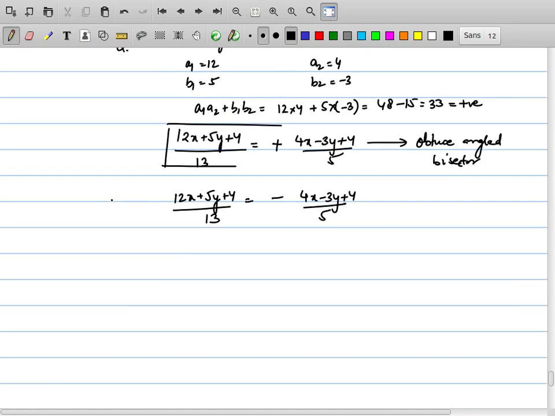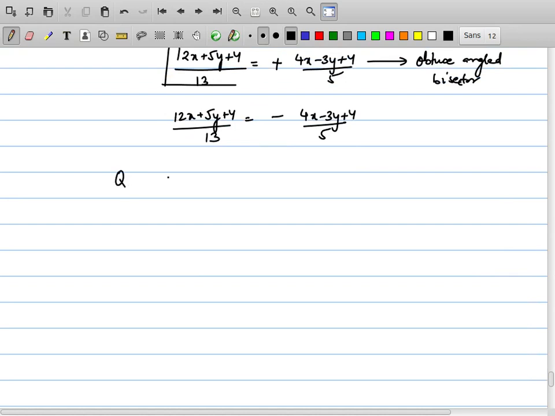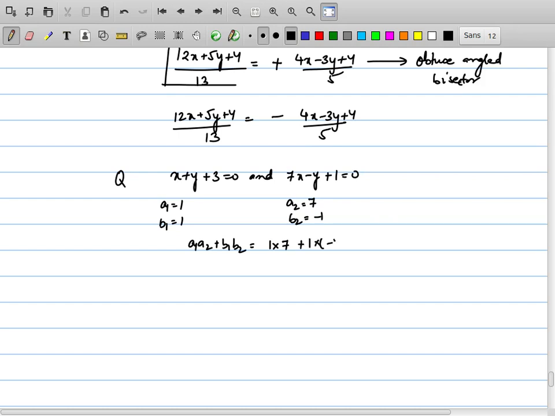Let's take another question for this. Let's say these are the equations of the lines, and we want to find the obtuse angled bisector and the acute angled bisector. Now what is A1? 1. What is B1? 1. What is A2? 7. What is B2? Minus 1. A1 A2 plus B1 B2 is what? 1 into 7 plus 1 into minus 1. Therefore it is 7 minus 1, 6. 6 is positive. Therefore we will take the positive sign while solving the equation of the bisectors.